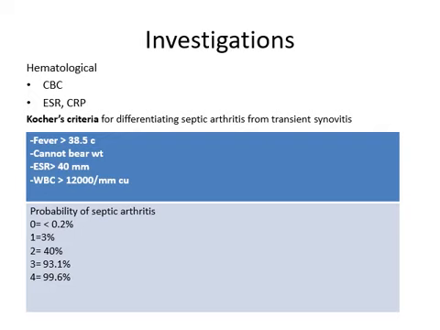And the probability of septic arthritis would be 0 if none of them is positive. If one criterion is positive, it's 3%. If 2 criteria, 40%; 3 criteria, 93%; 4 criteria, 99.6%. The septic arthritis is then probable to happen.